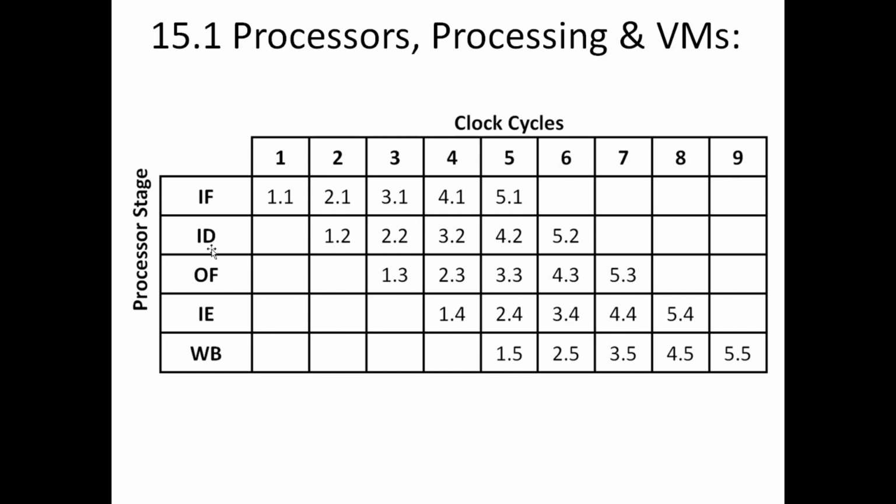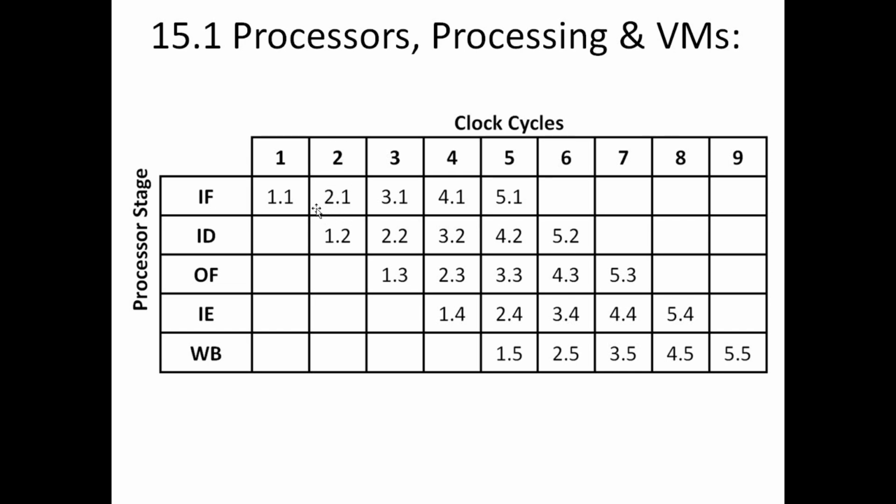This is a table to depict that. This is instruction fetch, instruction decode, operand fetch, instruction execute, and write back. Now we have 9 clock cycles over here, and we were able to perform 5 instructions in 9 clock cycles. As you can see from the table, in the first clock cycle we performed the first part of the first instruction. We fetched the instruction from the memory.